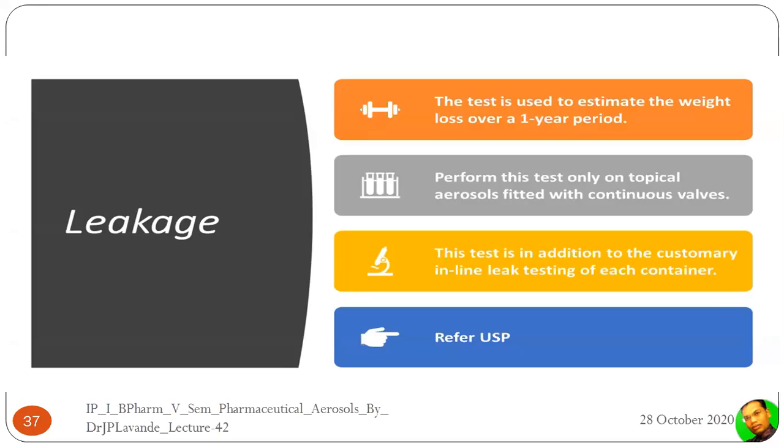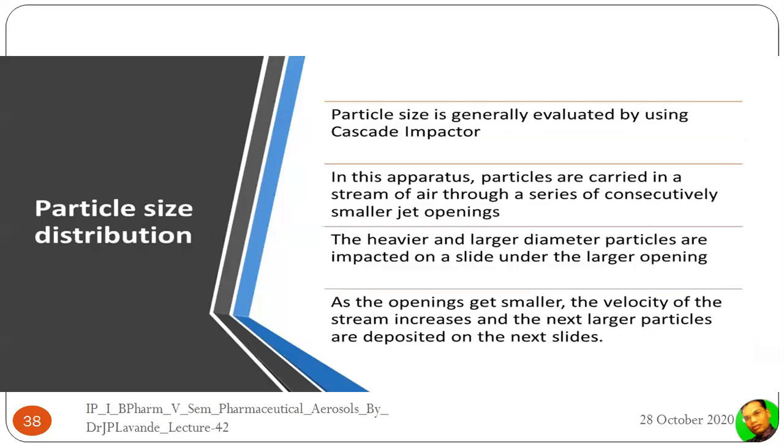This test is to be performed only on topical aerosols fitted with a continuous valve. The leakage test is to be carried out only in the case of topical aerosol systems, and that too with the continuous valve, not with the metered valve. This test is in addition to the customary inline leak testing of each container. During production itself, the leakage test is to be carried out. So from product to product, the leakage test will differ, and it is given in the USP. In accordance with that, it should be followed.